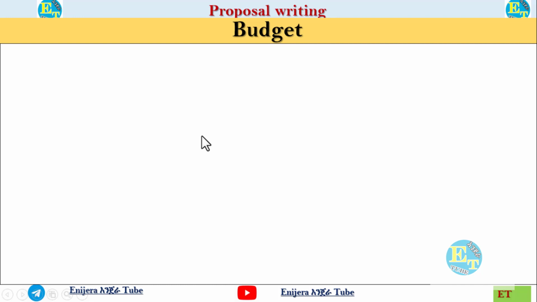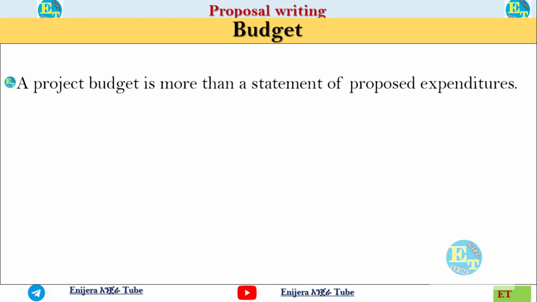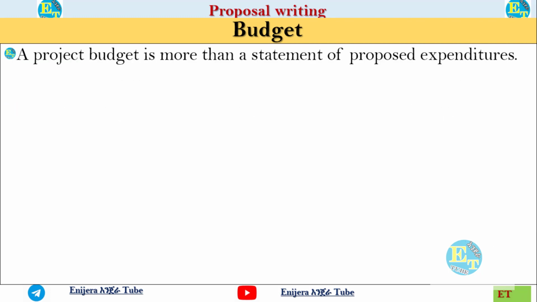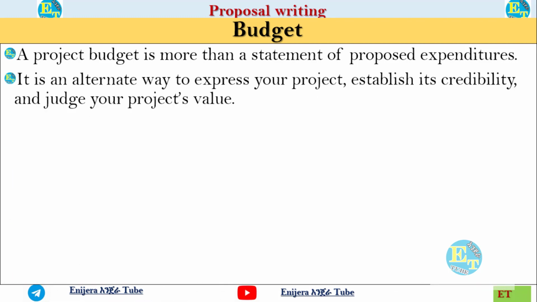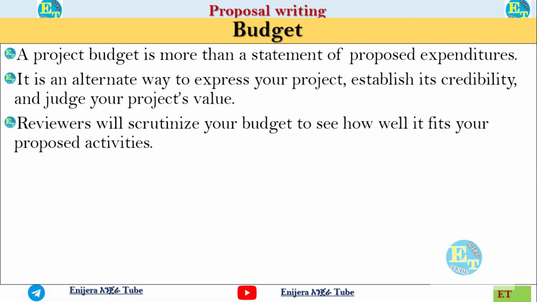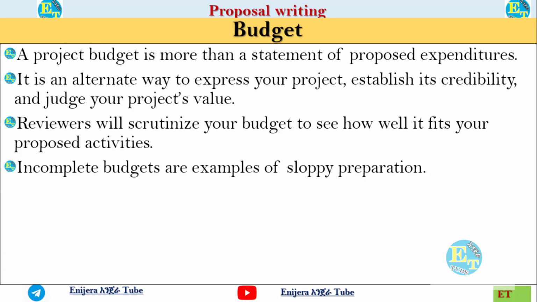The other key part is the budget. A project budget is more than a statement of proposed expenditure. It is an alternate way to express your project, establish its credibility, and judge your project value. Reviewers will scrutinize your budget to see how well it fits your proposed activity. Incomplete budgets are examples of sloppy preparation.